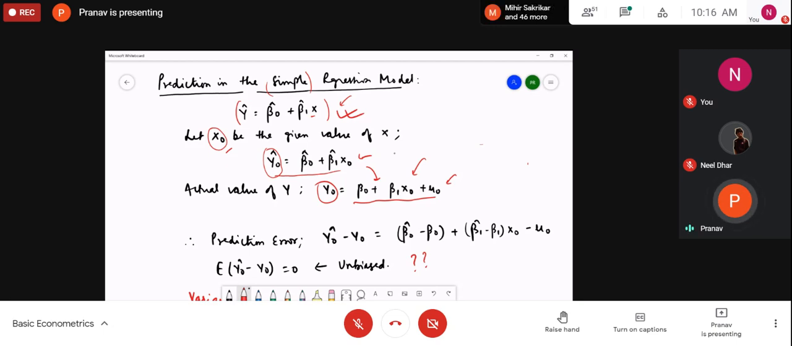So the prediction error, that is the actual observation and what you predicted. This is what you have predicted, this is your actual observation. The prediction error can be written as this: beta naught hat minus beta naught plus beta 1 hat minus beta 1 times x naught minus mu naught. So this is the error that we make when we estimate a population regression function.